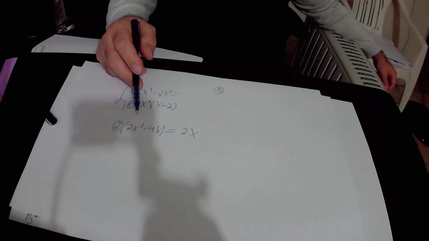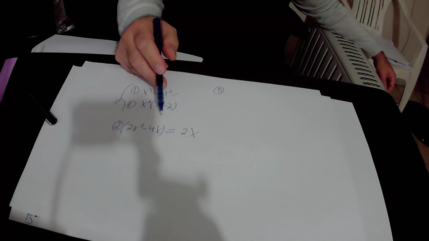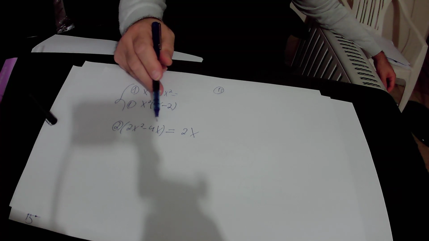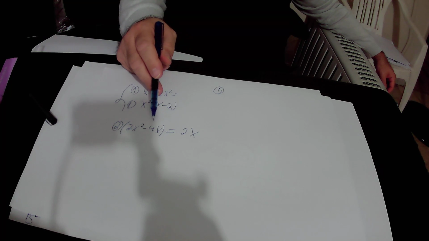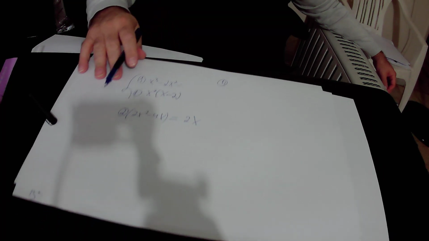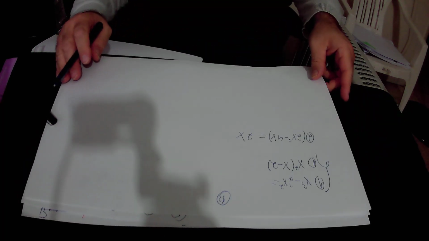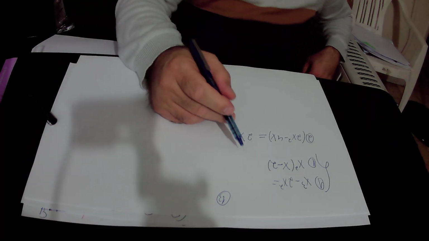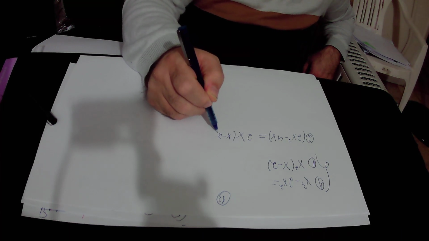So here, what is left from this expression after we took 2x as a common factor? What is left is actually x, and what is left from minus 4x after we took out a common factor of 2x? What is left is actually minus 2. So in total, we get that 2x squared minus 4x equals 2x times x minus 2.